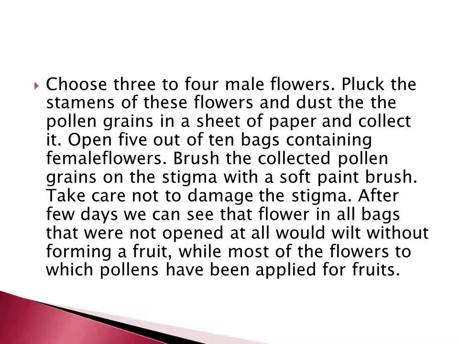Choose 3 to 4 male flowers. Pluck the stamens of these flowers and dust the pollen grains onto a sheet of paper and collect it. Open 5 out of 10 bags containing female flowers. Brush the collected pollen grains on the stigma with a soft paintbrush. Take care not to damage the stigma. After a few days we can see the flowers in all bags that were not opened at all wilt without forming a fruit, while most of the flowers to which pollen has been applied form fruits.